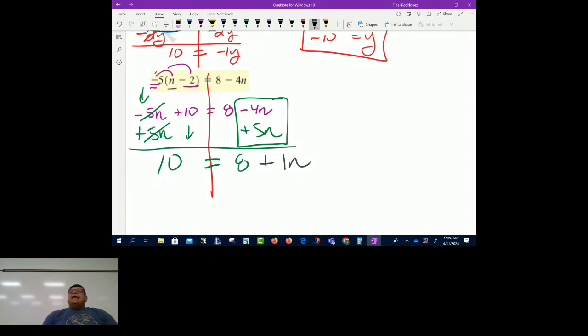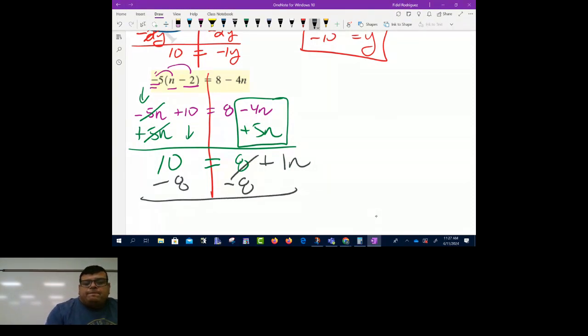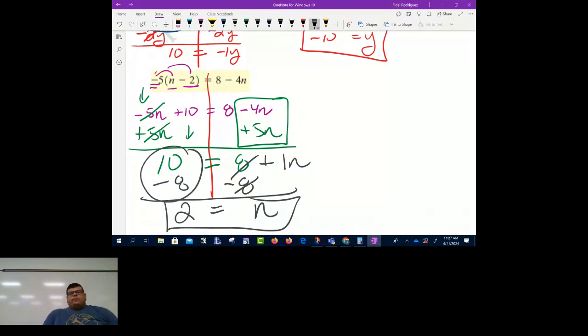Now, I want you to think about what we just did, y'all. We moved the n's to the right side. Well, if we're moving the n's to the right side, then we want to move the numbers to the left. What I mean by that, I'm going to minus this 8 over here. So, y'all, 1n is really the same thing as n, right? I don't have to put the 1 in front of it. And on this side, y'all, 10 minus 8 is just going to leave me with a 2.